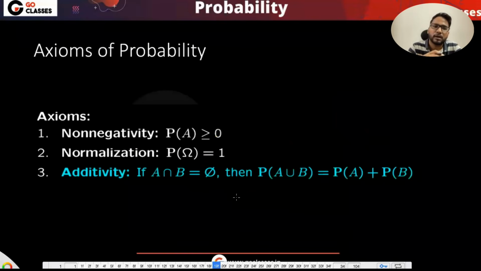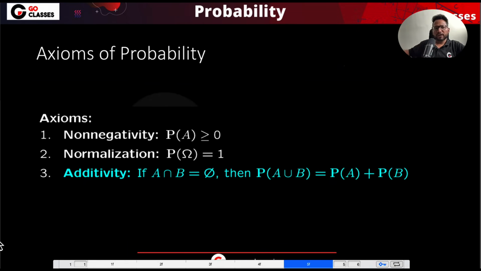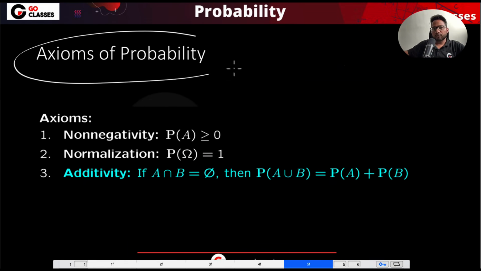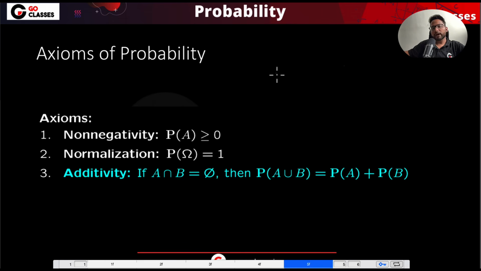Now let's head on to the axioms of probability. In the next video, we will start the axioms of probability, what the axioms of probability are and what we mean by that. So let's just see that in the next video.